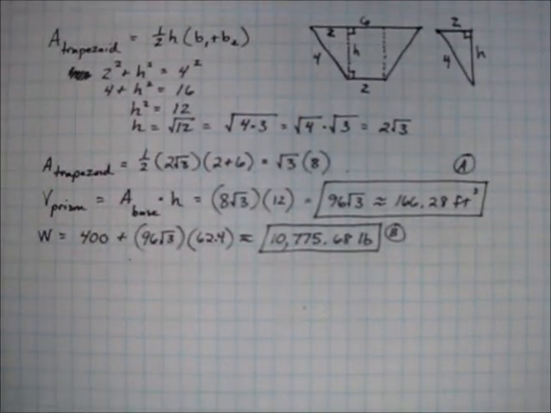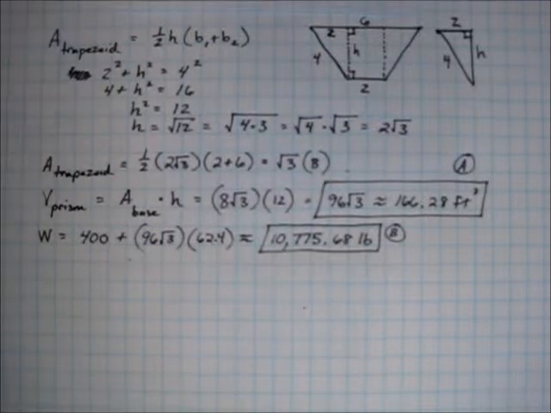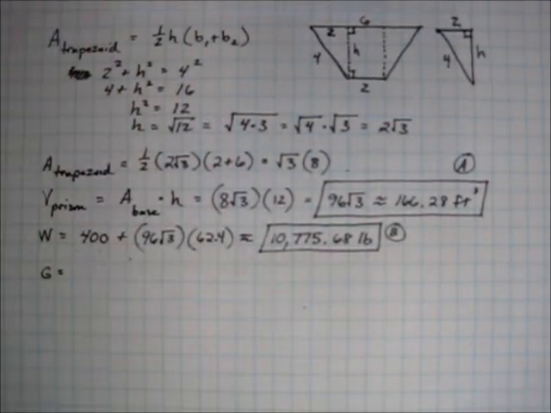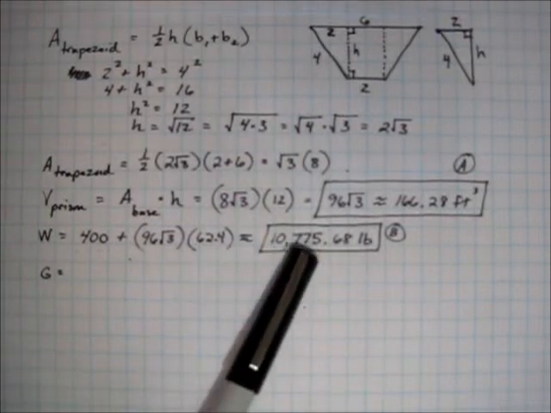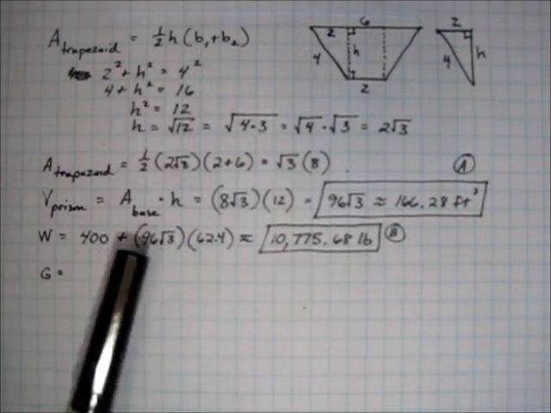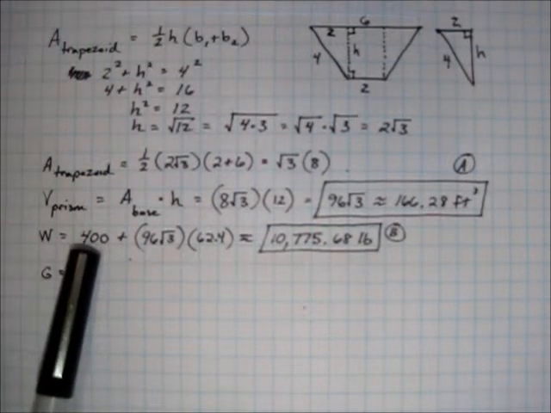Now, part C asks us for how many gallons will the trough hold. I'll use G for gallons. And we know that each gallon of water weighs 8.3 pounds. So the tempting thing to do here at this point is just divide this by 8.3. But you have to be careful, because this is not just the weight of the water. This is also including the weight of the trough.